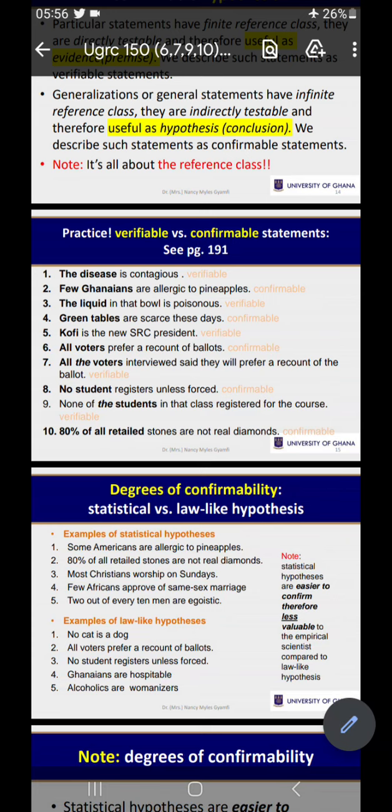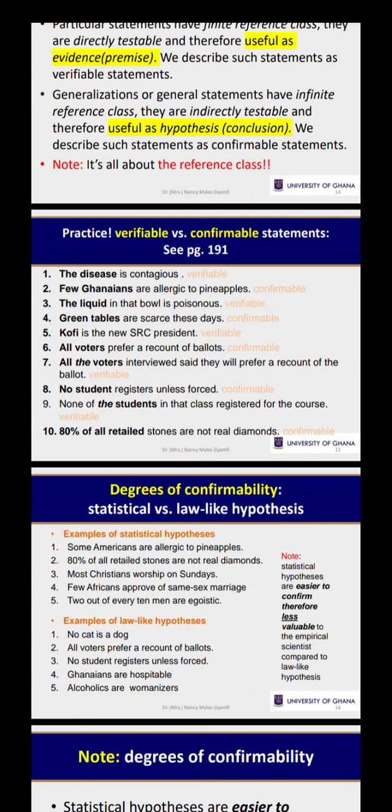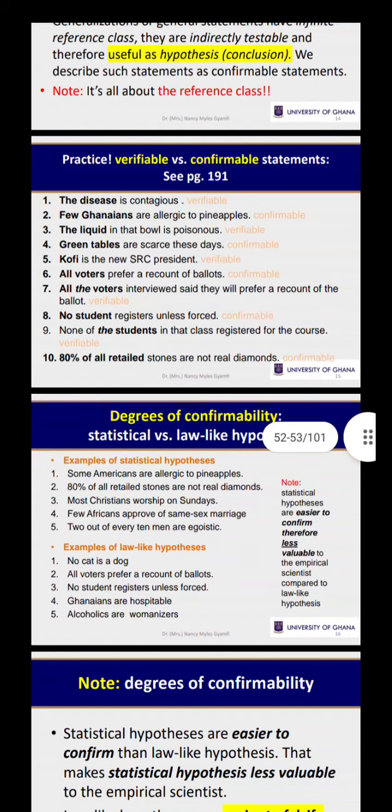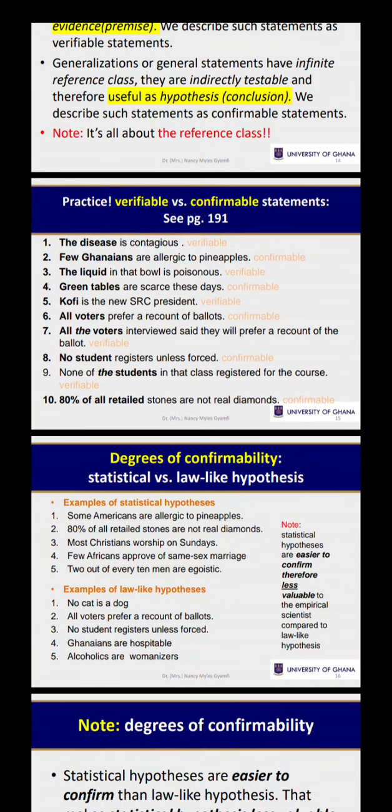Let me give you a last example. I say 80% of all retail stones are not real diamonds. It is a confirmable statement, because with this statement we are making an exception. You say 80%, then how will you be able to identify this 80% of retail stones? It will be very difficult to identify and count it. So it is a confirmable statement.